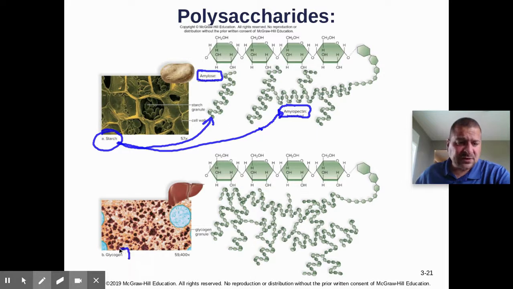Here, energy storage in animals, glycogen. Again, they're showing a picture of the liver where we store that. Look how highly branched that is. Okay, branches of little glucoses everywhere, and it's kind of stored in our liver, and we can release it into our blood as it's needed.